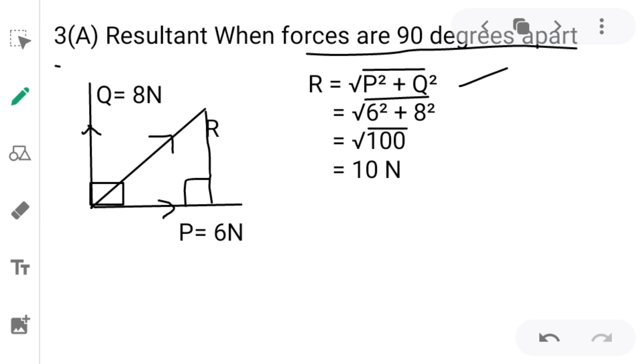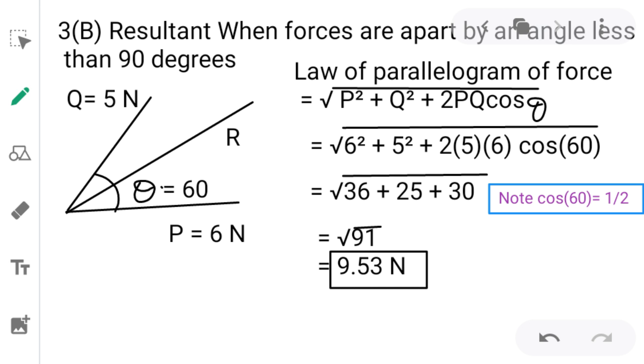R is equal to root of P square plus Q square. P is 6, square, plus 8. Q is 8, square. 6 square is 36 plus 8 square 64. Total it becomes 100. Root 100 is 10 Newton. So this is the case when the forces are 90 degrees apart.